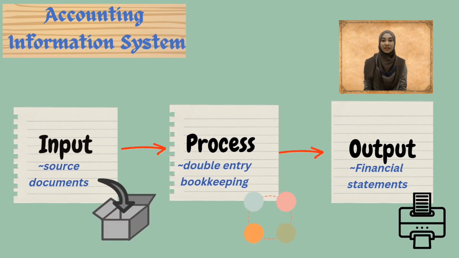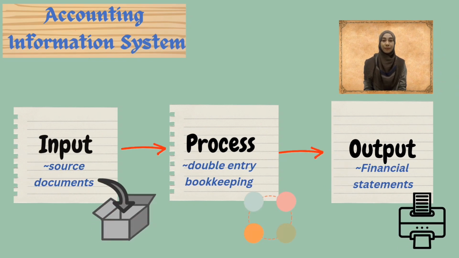There are three elements of AIS. First, input. The inputs are source documents that evidence the financial transactions of the business. Source documents are typically invoices, receipts, deposit slips, checkbooks, authorized memos.